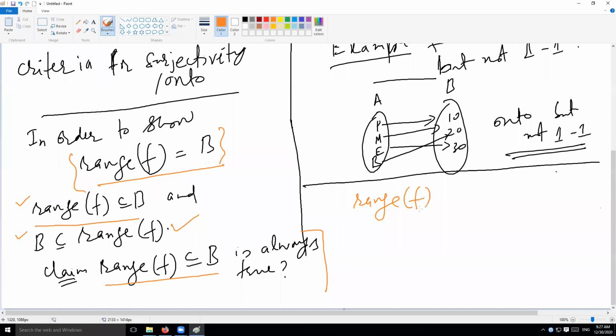that the range is a subset of B, I have to pick an element from here and show that this element must belong here. So I just have to show this actually. Why should the range of f be a subset? It's a very trivial fact. You feel the range is a subset of the codomain. So what's the point actually?